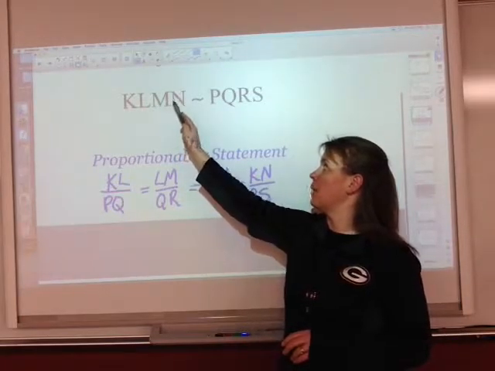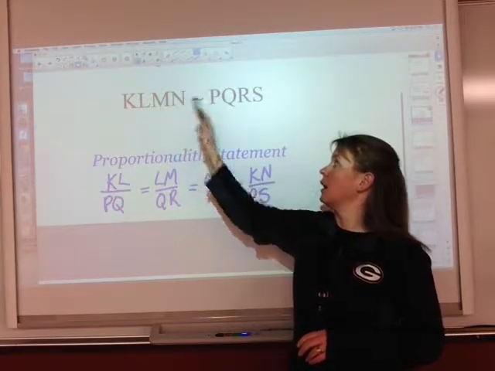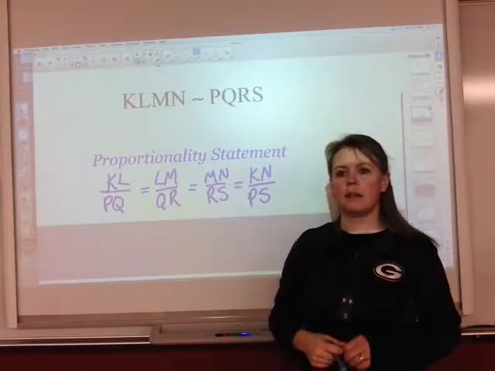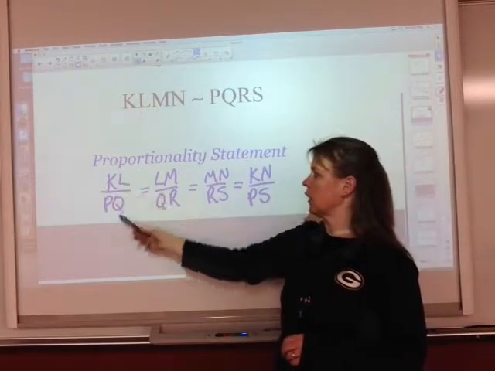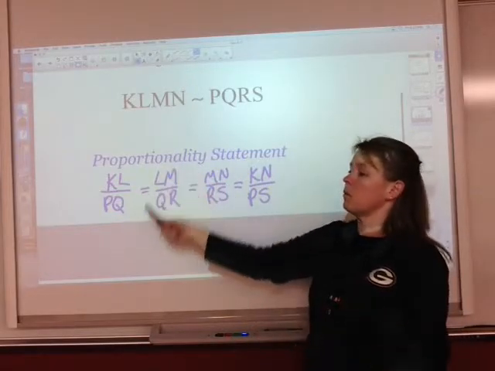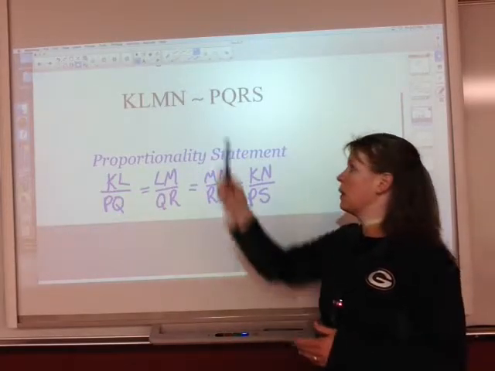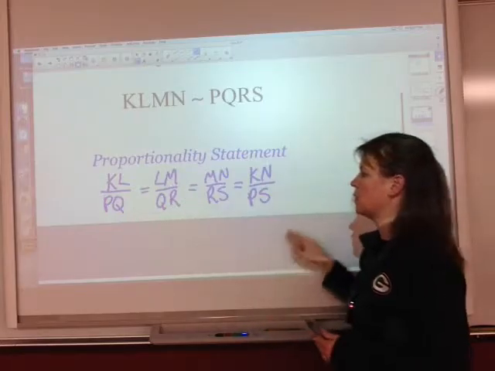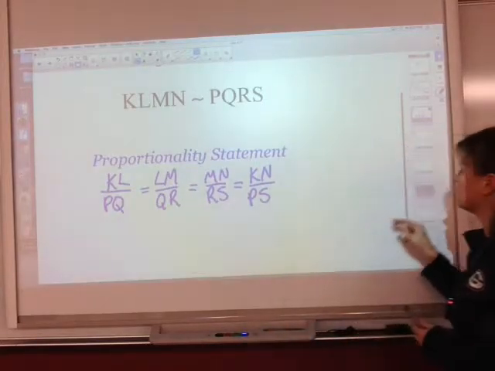If each side of KLMN is twice as big as PQRS, then the whole quadrilateral will be twice as big, and all of these ratios would reduce to 2 to 1. If it's 3 times bigger, it'd be 3 to 1. If it's 3 over 2, they're all going to reduce because we reduce ratios.